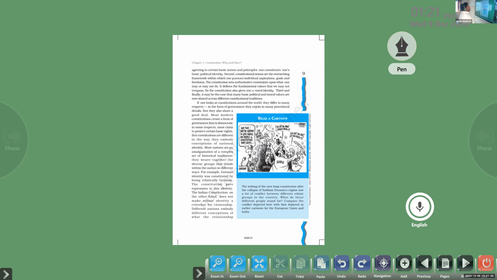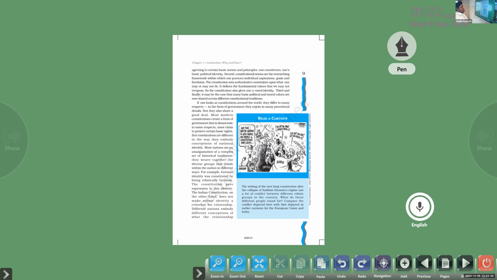Second, constitutional norms are the overarching framework within which one pursues individual aspirations, goals and freedom. The constitution sets authoritative constraints upon what one may or may not do. It defines the fundamental values that we may not trespass. So the constitution also gives a moral identity. Third and finally, it may be the case that many basic political and moral values are now shared across different constitutional traditions.